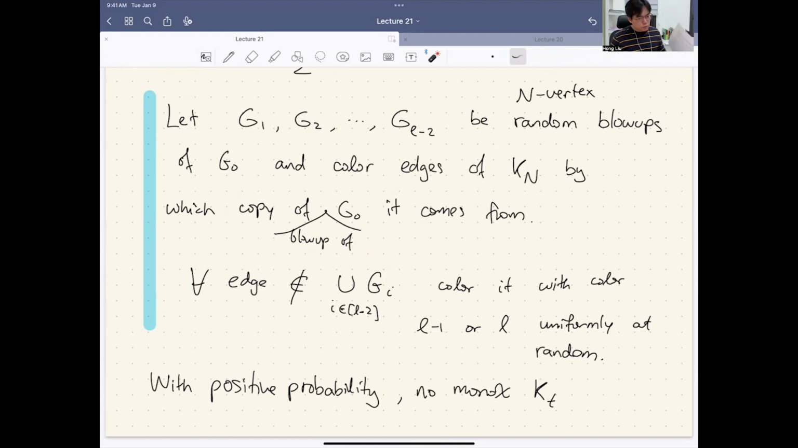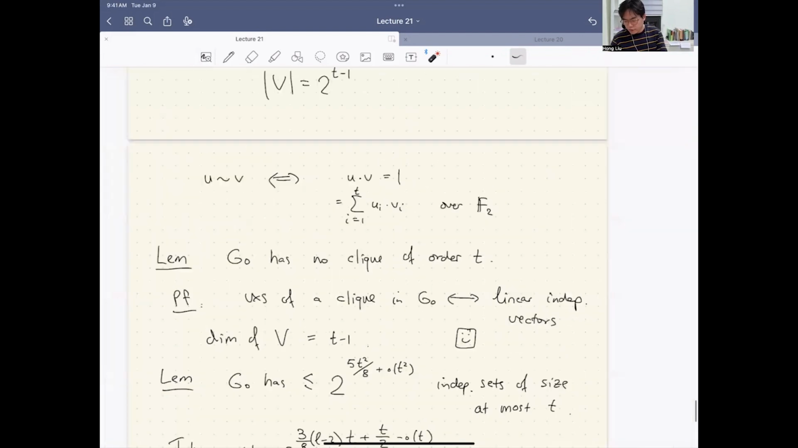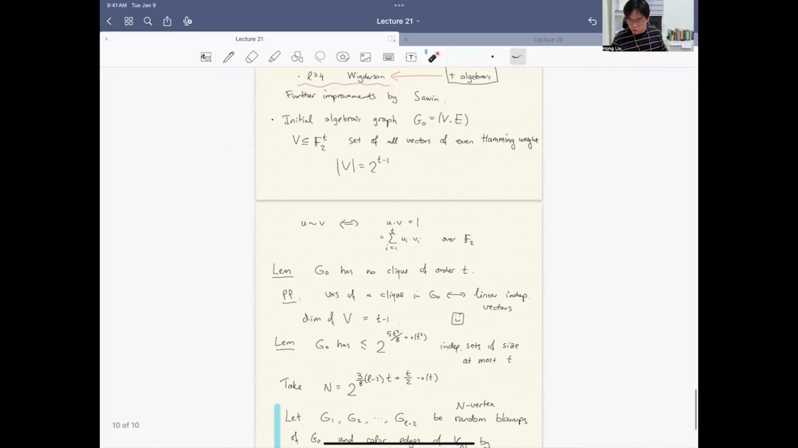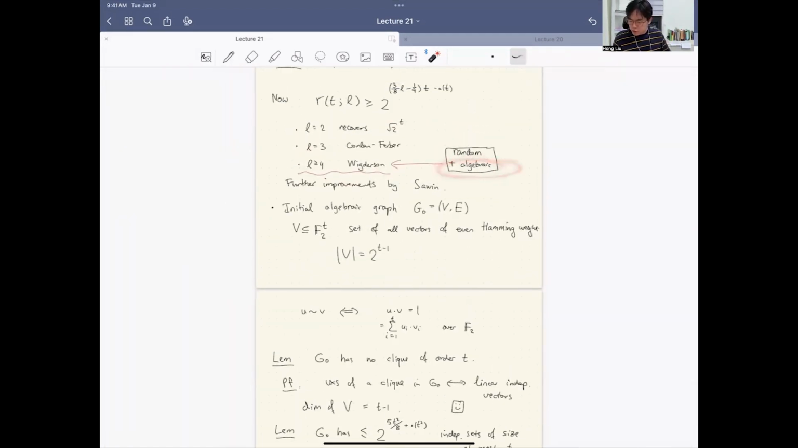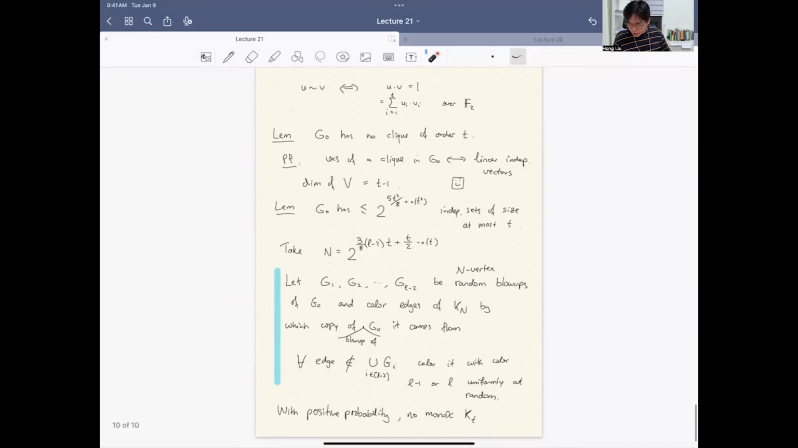So this is another recent construction illustrating a combination of something structural, like this algebraic construction, together with some randomness. The last 2 colors are random. Okay. We can get some improvement over a purely random construction.